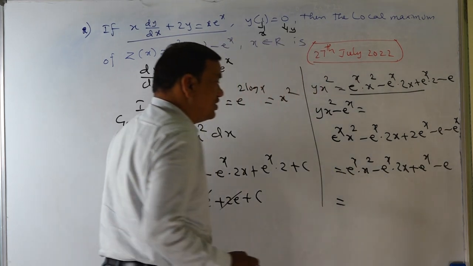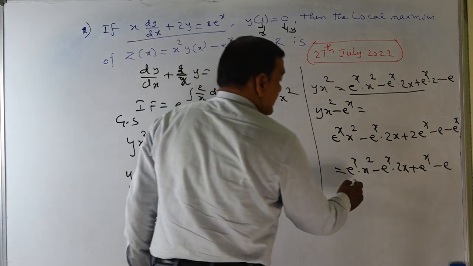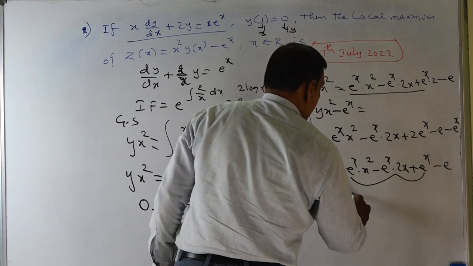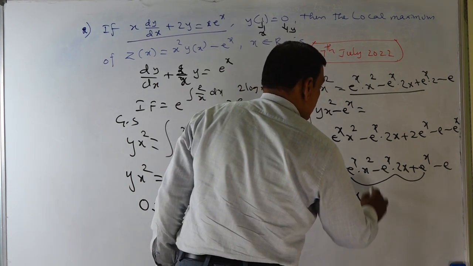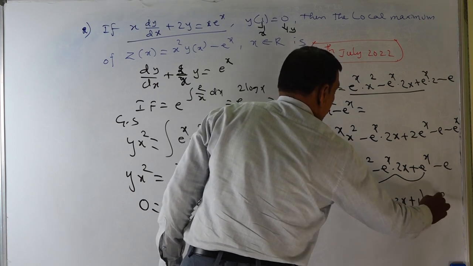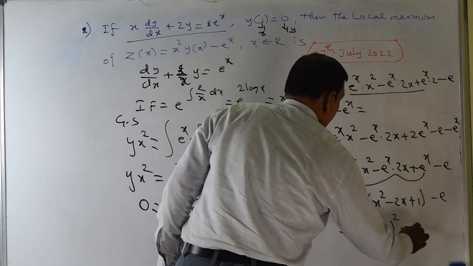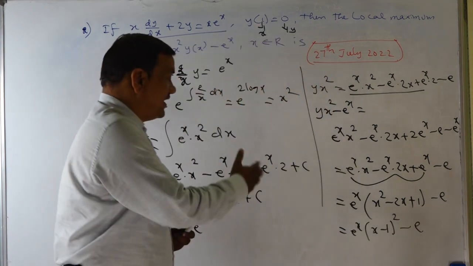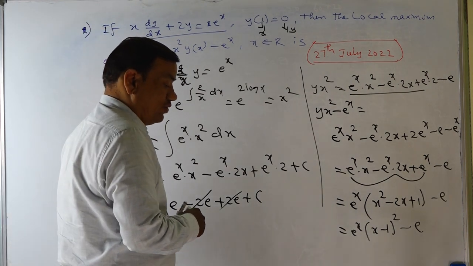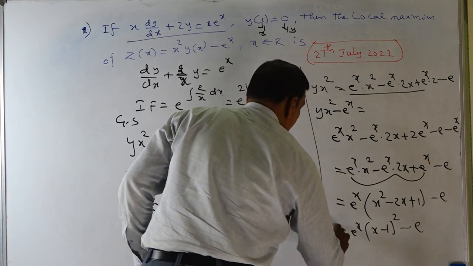So, if you observe here, you can take e power x common outside. If you take e power x common outside, see what happens: e power x into x square minus 2x plus 1 minus c. So, this is e power x into x minus 1 whole square minus c. Again, you can take a factorization and you get x minus 1 whole square. Okay. So, this is your z of x.